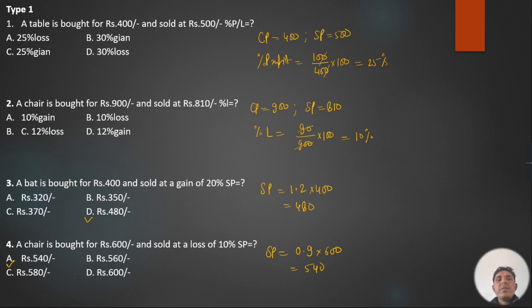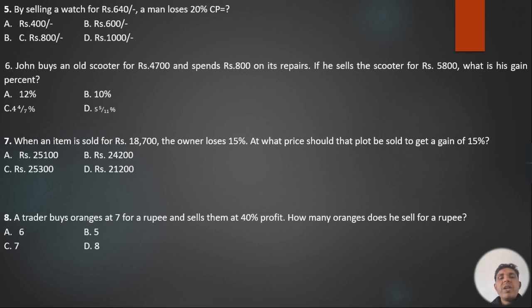Okay, coming to the next question, question number 5, and the question is, by selling a watch for rupees 640, a man loses 20%. Find the cost price. So students, here you have to find out the cost price. Whenever you have to calculate cost price, you have to put 100 in the numerator and respectively add or subtract in the denominator. If you have a loss, you will subtract, 100 minus 20, that is 80, and multiply by 640. If you solve this, you will get the answer 800. That means option number C.